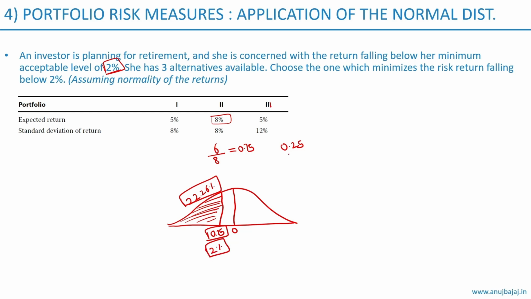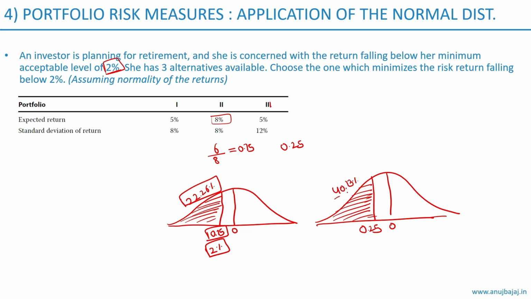Similarly, for the third portfolio, the normal distribution looks like this. This is 0 standard deviation. This is 0.25. So the probability of return falling below 0.25 standard deviation is 40.13%. Or I can say there is a 40.13% chance of return falling below 2%.